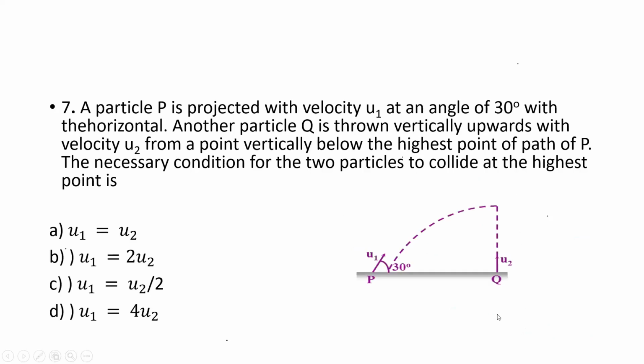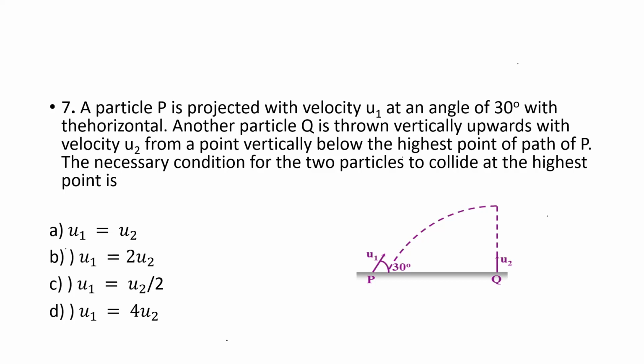A particle P is projected with velocity u1 at an angle of 30 degree with the horizontal. Here you can see in the figure also that the initial velocity is making an angle theta with the x-axis. Another particle Q is thrown vertically upwards with a velocity u2 from a point vertically below the highest point of the path of P.